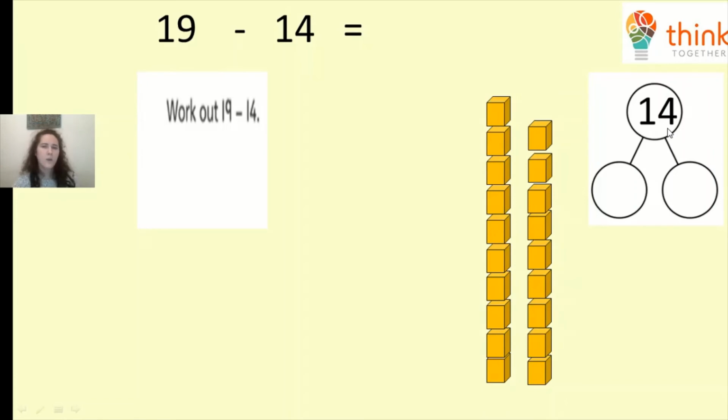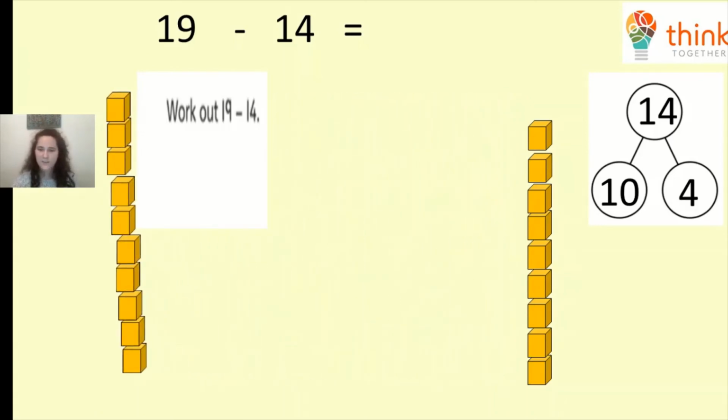Can you tell me what I could partition 14 into? Well done. I could partition 14 into a group of 10 and 4 1s. That way it will make it so much easier to take away. So there we go. Got my group of 10 and 4 1s. Now I can see that I can take away this whole group of 10 here because we've split 14 into 10 and 4. So that's what I'm going to do now. I'll take away that whole group of 10.